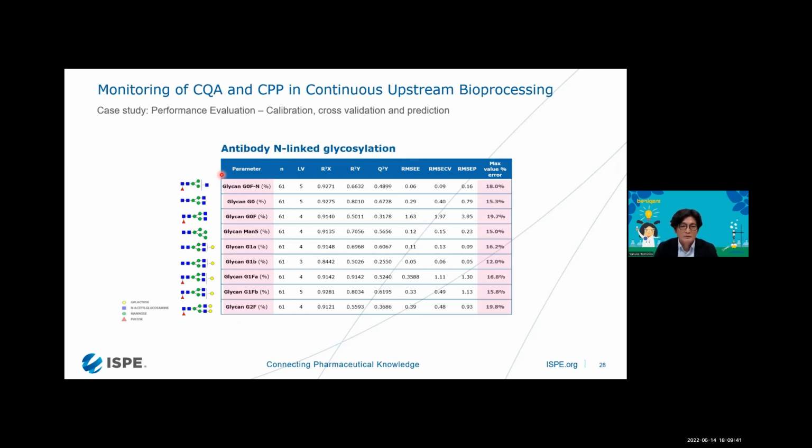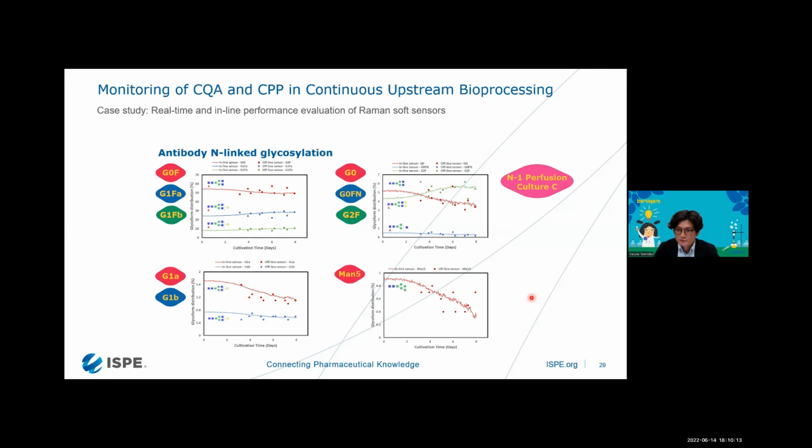In this study, we also used a total of 60 data sets and estimated the root mean square error for the estimation, the cross validation, and the prediction. Then we estimated the error value compared with the root mean square error of prediction, and the error value came to around 20%. It means lower accuracy compared with the other process parameters. We also evaluated a new perfusion run to monitor each glycosylation profile, and there are some errors compared with the other parameters.